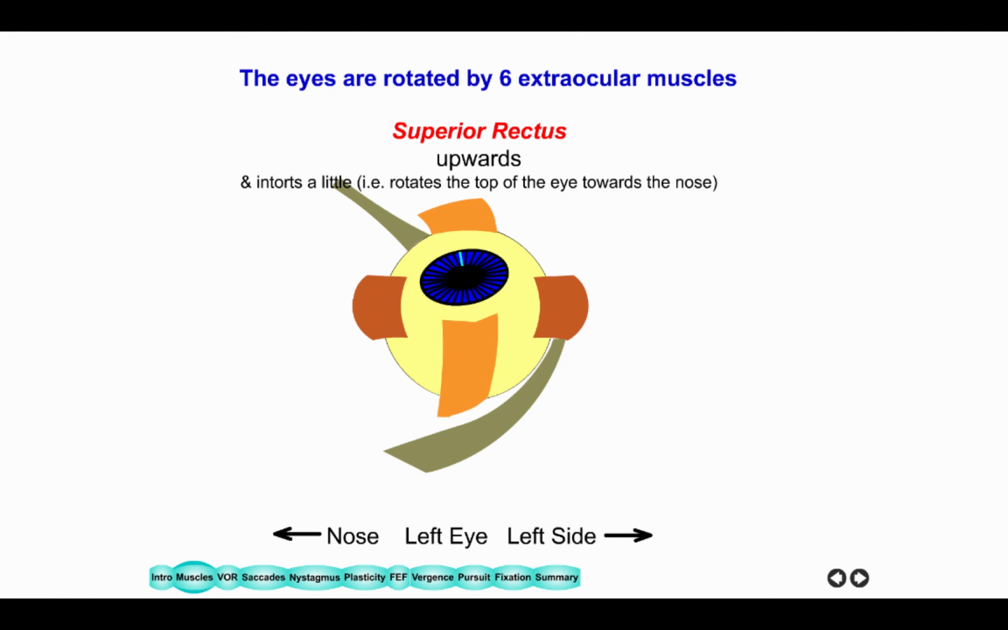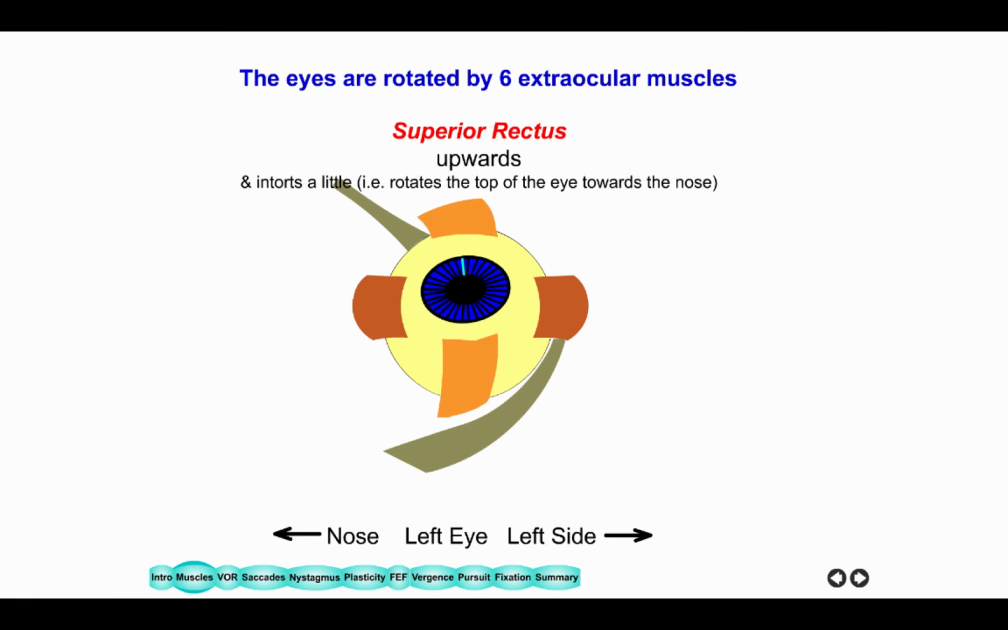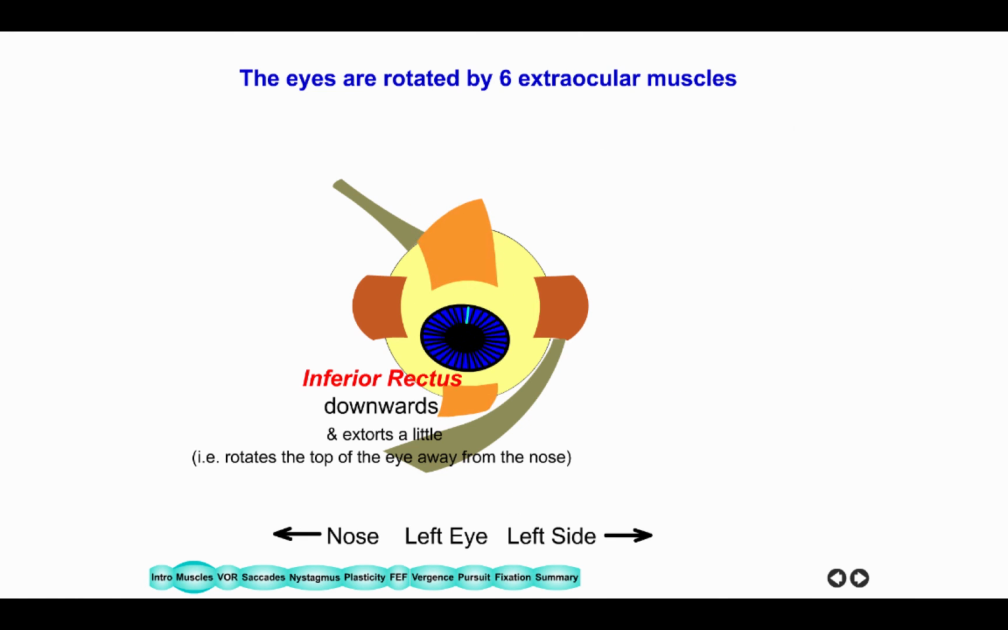This muscle here turns it upwards. If you look carefully, you can see this line here. This line is vertical and it's straight up. Now, when you move this way, it's tilted a little bit towards the nose, and that's called intorsion. The other muscle pulls it down, and the vertical line is tilted a little away from the nose, or clockwise. The previous one was counterclockwise.